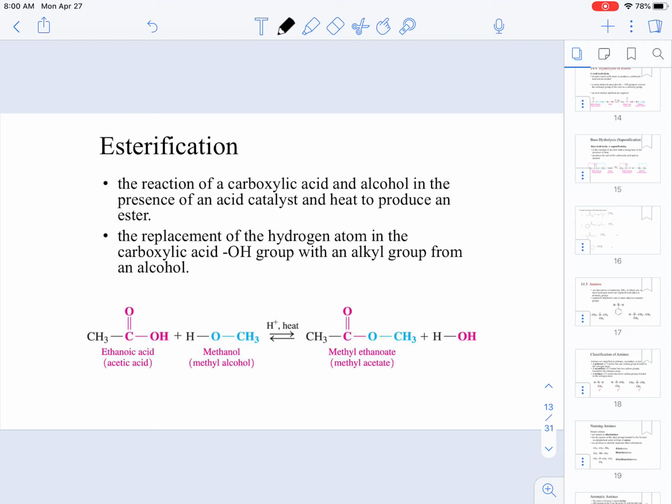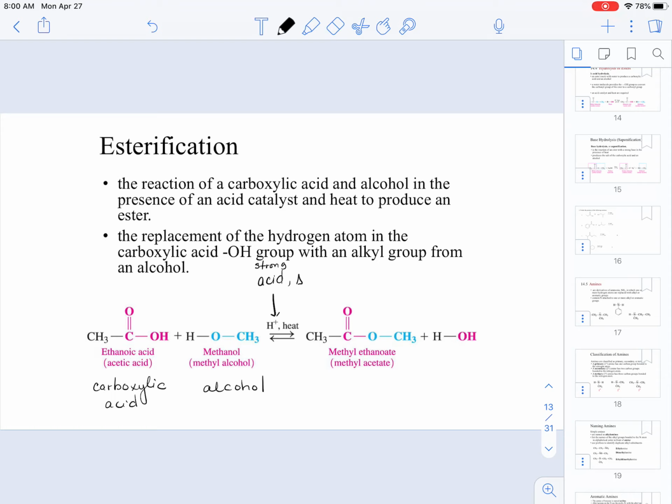When it comes to the process of synthesis of an ester, the reactants are going to be a carboxylic acid and an alcohol. This reaction has to happen in the presence of acid and heat. And remember that heat is symbolized by the triangle. When it comes to acid, it has to be a strong acid. That's why we symbolize it by H+.